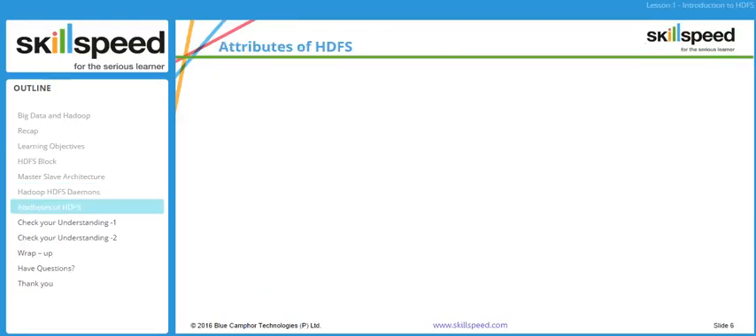So what are the common attributes of the Hadoop distributed file system? Well, HDFS usually works very well on large files. So we understand that big data means it is huge amount of data. So if we are giving small amount of data, or in other words small file sizes, then that is not going to have a good performance on HDFS. Ideally HDFS works very well on large files.